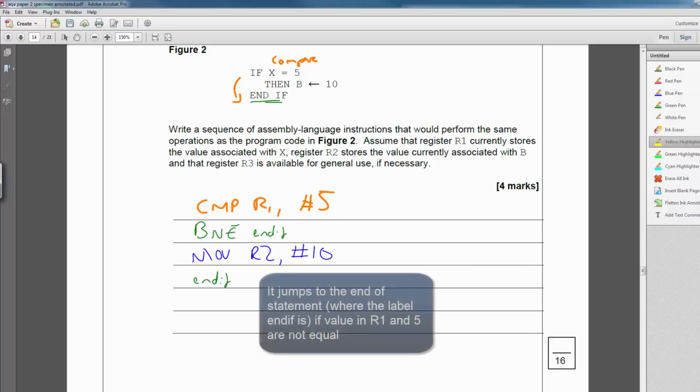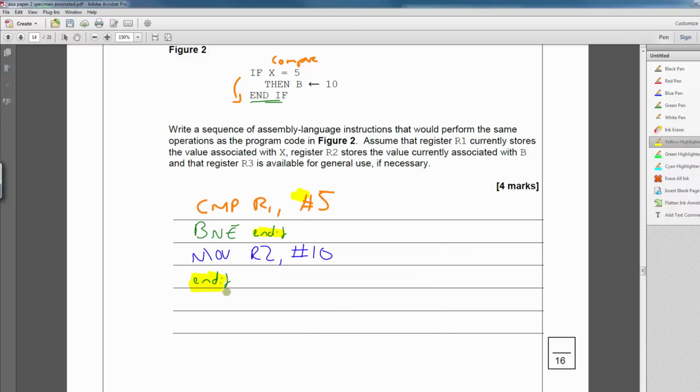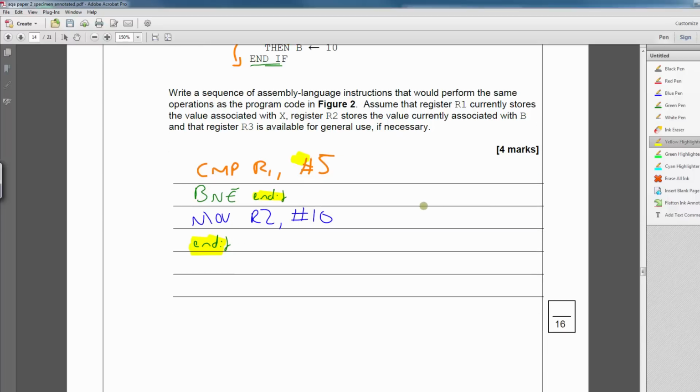So this is the idea of the label. Oh, that's the wrong place. Like that. So we have 2 labels and it's going to branch there. So that's this question, I think. Relatively easy, 4 marks, hopefully.